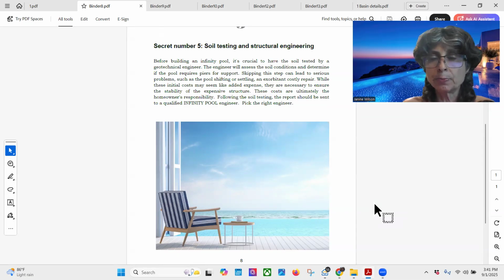And of course, it's much better for the structure. And it's much nicer to know that that structure will last decades, if not a century.